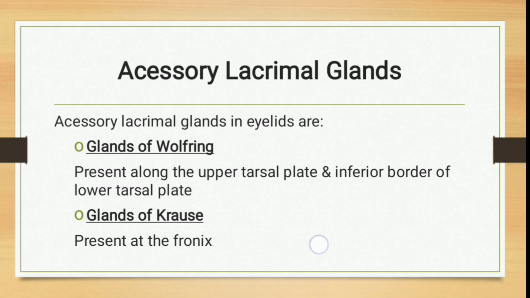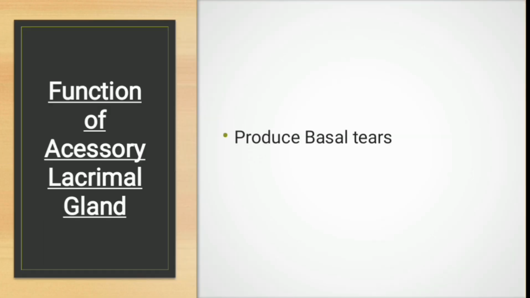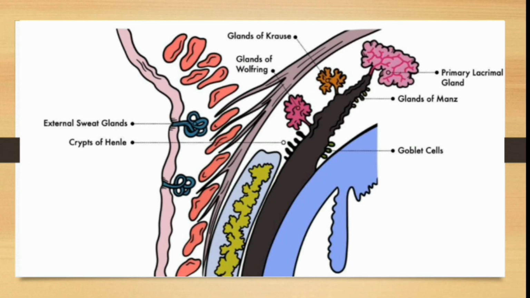Okay. So what is the function? They produce the basal tears. Basal tears are those tears that help in the nourishment of the cornea. Here you can see the glands of Wolfring. They are on the conjunctiva, and the glands of Krause are at the fornix, and goblet cells are also on the conjunctiva.